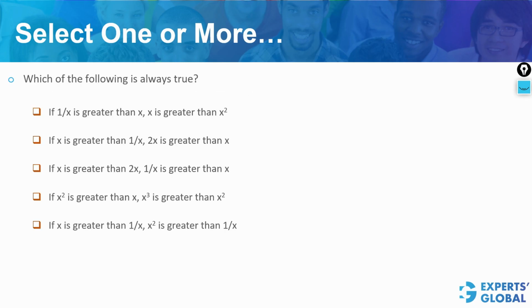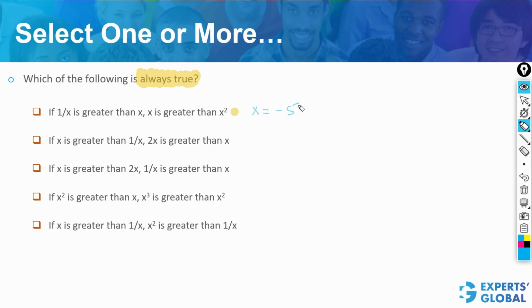Please pause the video and solve this question. This is an always true question. Therefore, our approach is going to be to get one example where a given expression does not hold in order to eliminate that answer choice. When we are not able to get even one such example, we will have to deduce that such an expression is always true.